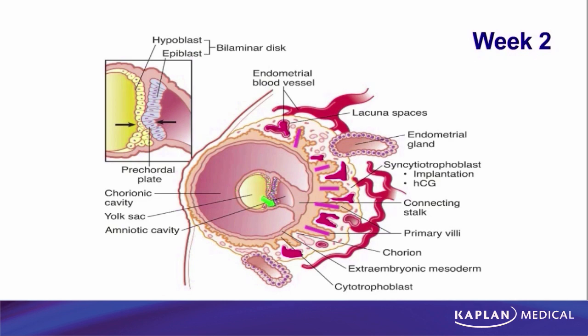So if we take a look at this in the larger view, here it is here, the two layers of the two-layered embryo. Now, what I want to do on our next slide, we're going to take a look at this very same image, but we're going to rotate the image 90 degrees.